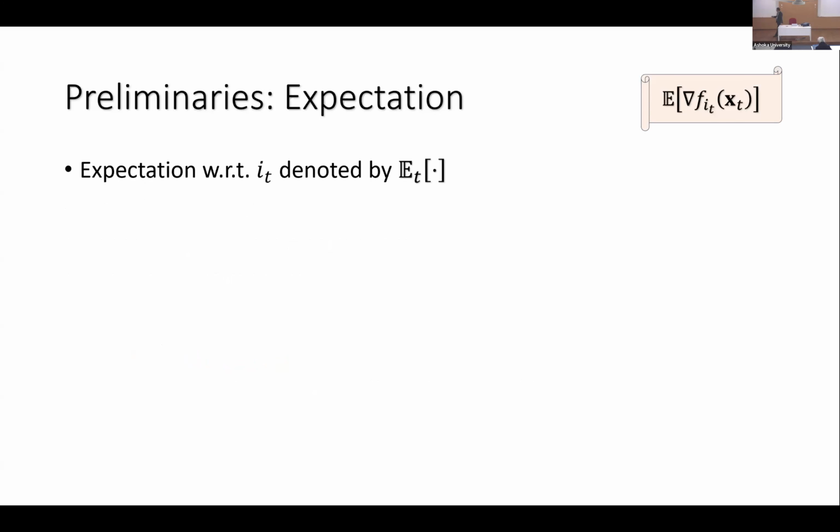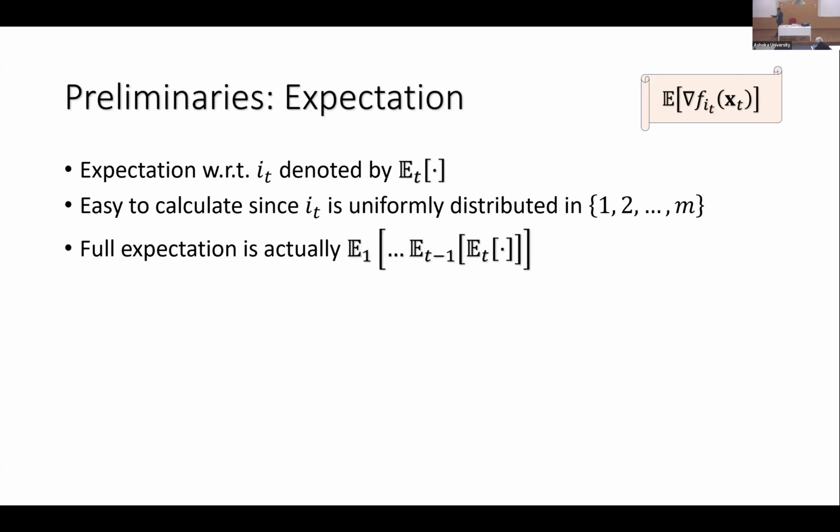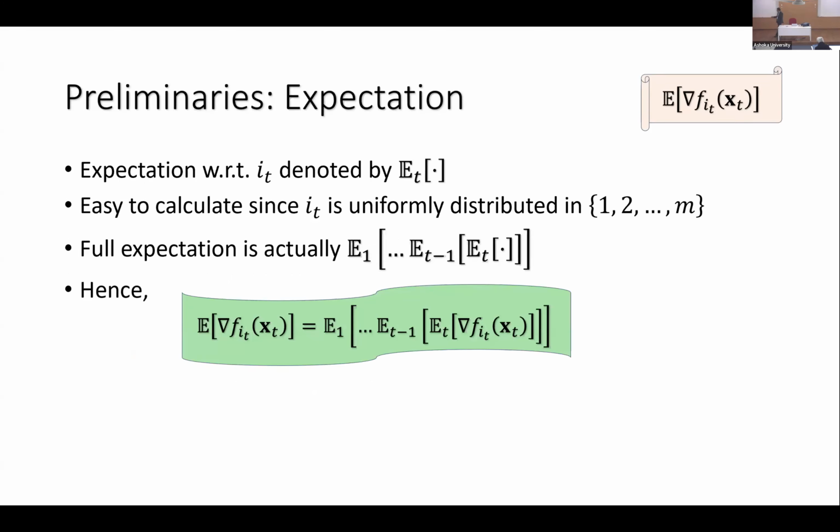So if I want to take expectation with respect to IT, I should use a different notation. I should say conditioned on I1 to IT minus 1, or I should say expectation with respect to IT. Right. So for that, I'm using the notation ET. Expectation with respect to IT is really easy to calculate, because it is just uniformly distributed from 1 to m. You will just average it, right? So essentially, the full expectation can be seen as a nested expectation from E1 to ET. Right? Expectation with respect to I1, with respect to I2, and so on.